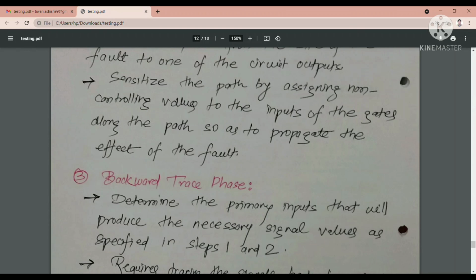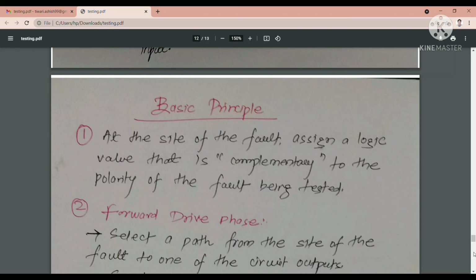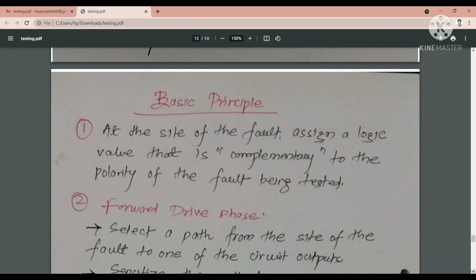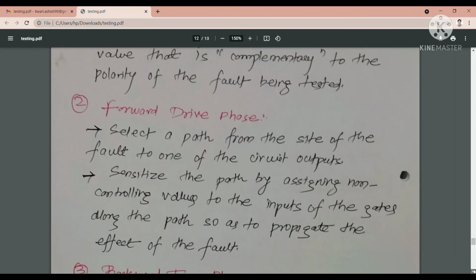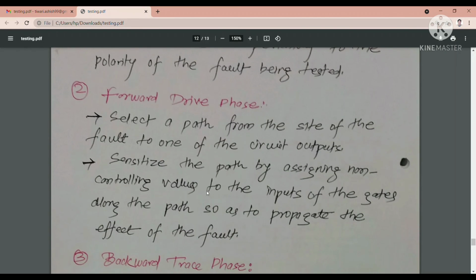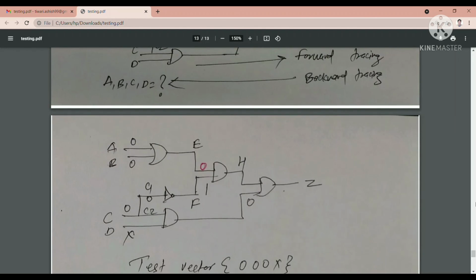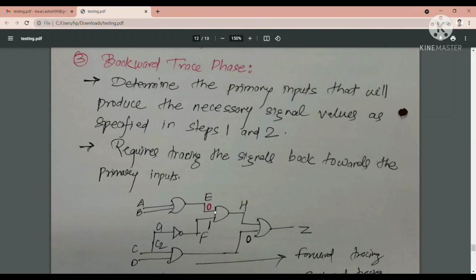Now, what is the next step? That is the forward tracing. Select a path from the site of the fault to one of the circuit outputs. And then sensitize the path by assigning non-controlling values to the inputs of the gates along the path so as to propagate the effect of the fault. Now here, one of the paths will be here, we can say H, and through H it will go to the primary output Z.